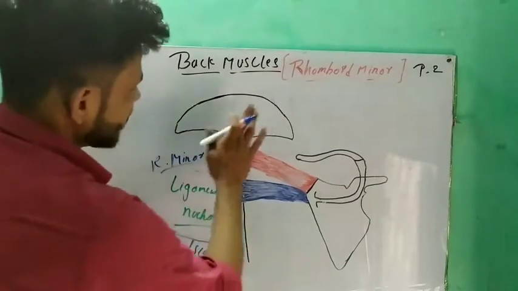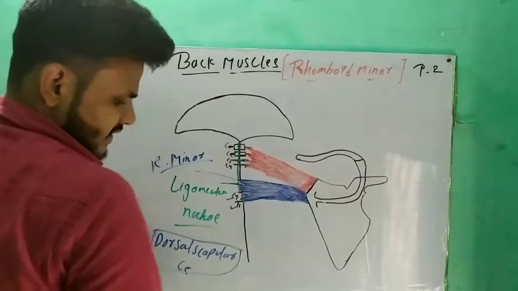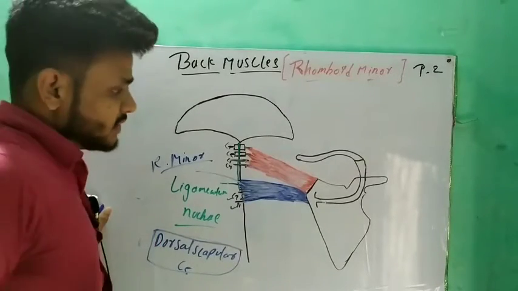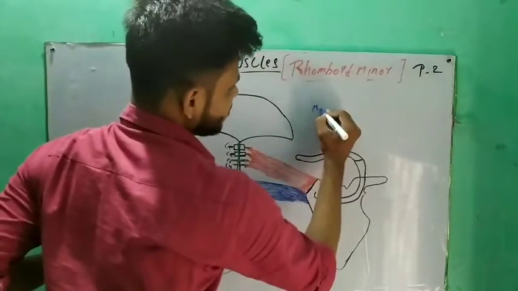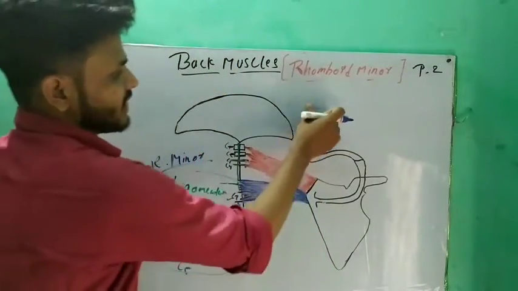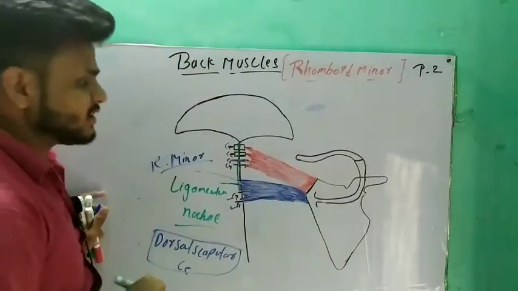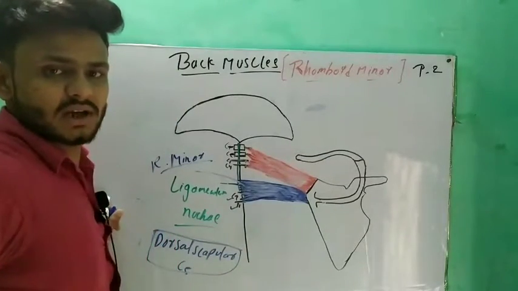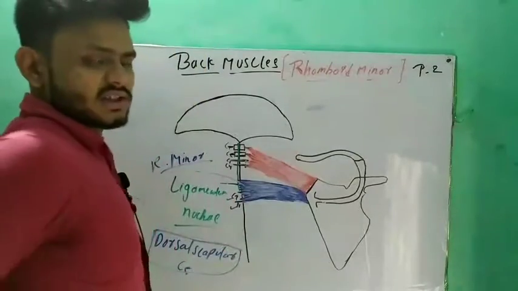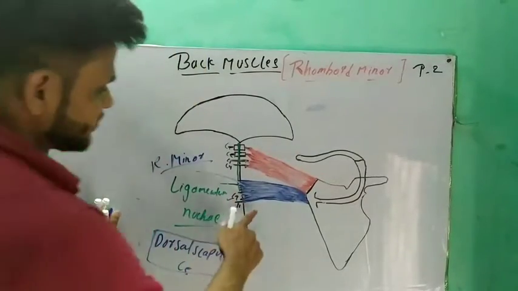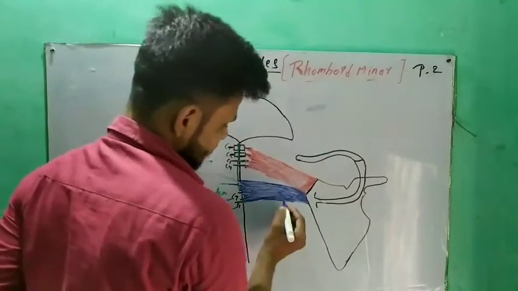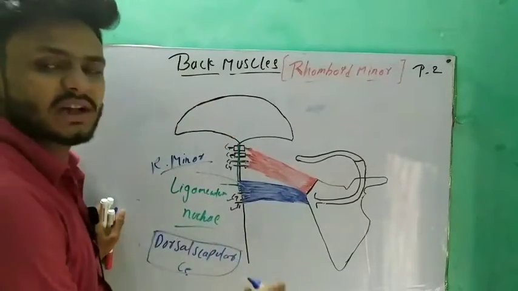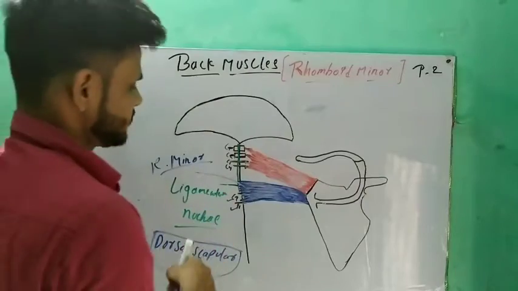Action of the rhomboid minor is retraction of the scapula. This will help in the retraction with the help of middle fibers of the trapezius muscle. यानी कि middle fibers of the trapezius plus rhomboid major and minor मिलके retraction of the scapula कराते हैं. This is the protraction, this is the retraction. तो retraction of the scapula is done by rhomboid major, minor plus middle fibers of the trapezius muscle.